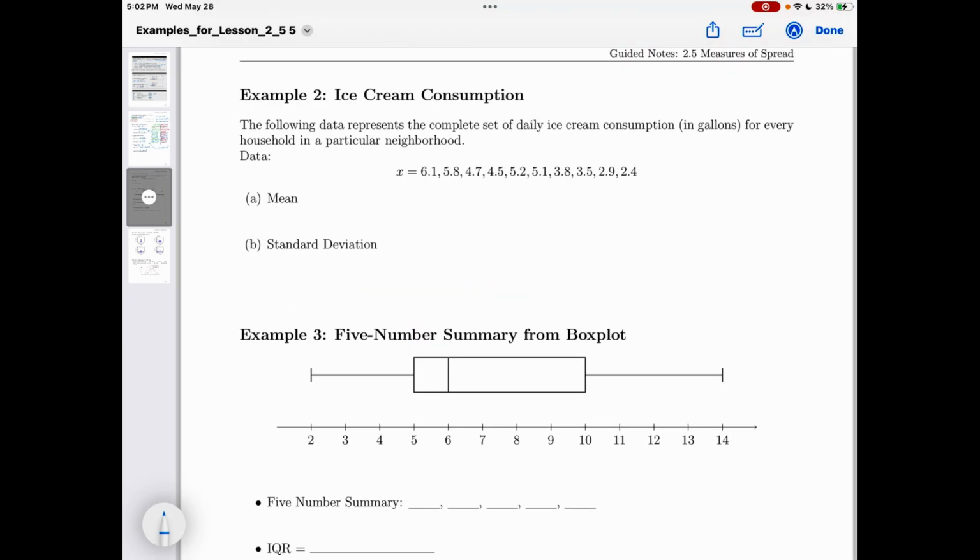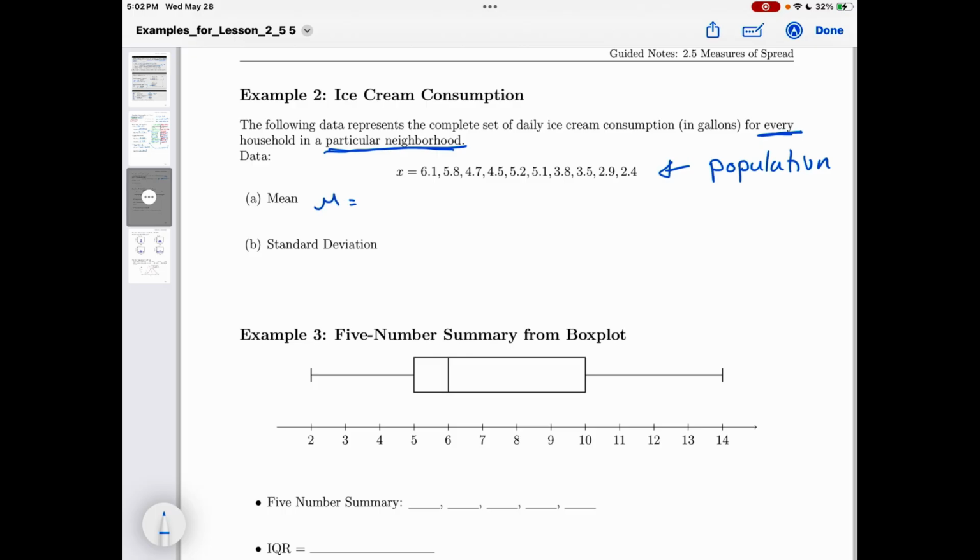Looking at example 2, we have ice cream consumption. The following data represents the complete set of daily ice cream consumption in gallons for every household in a particular neighborhood. Notice how this says every household in a particular neighborhood. So, since we're focused on this particular neighborhood and we have the data for every single household, this data set here is not considered a sample, it's considered a population.